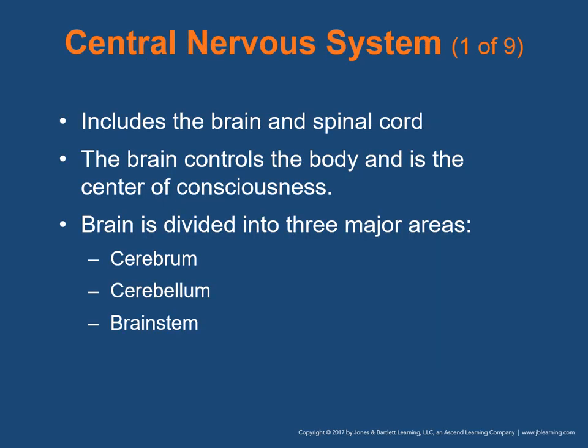Let's talk about the central nervous system first. It's also referred to as the CNS. This includes the brain and spinal cord. The brain controls the body and is, of course, the center of consciousness. The brain is divided into three major areas: the cerebrum, the cerebellum, and the brainstem.